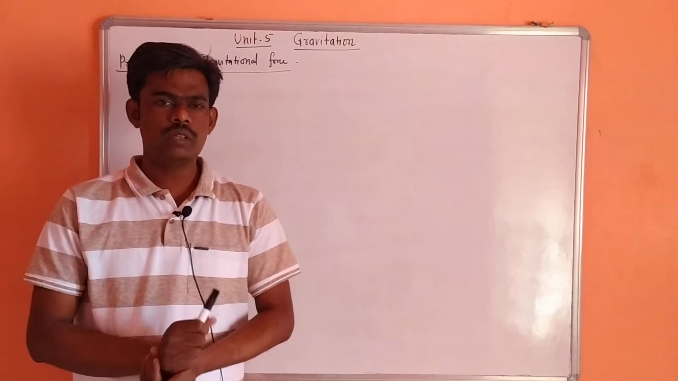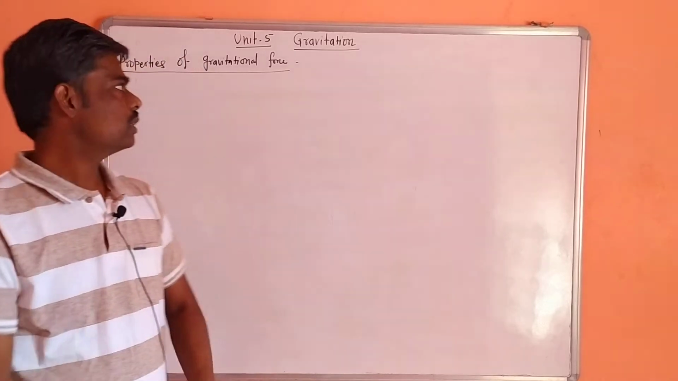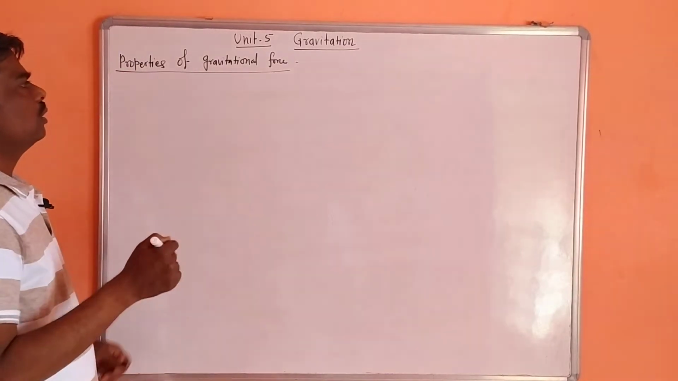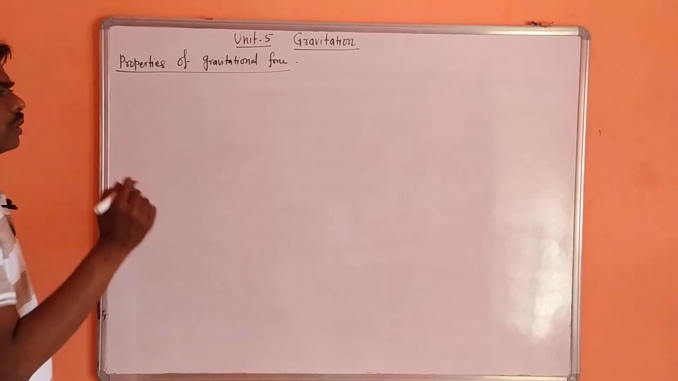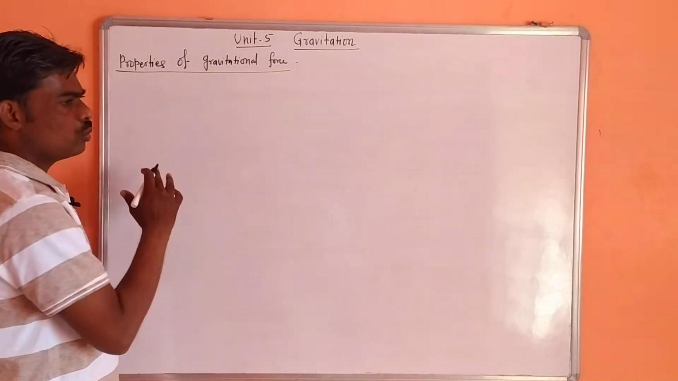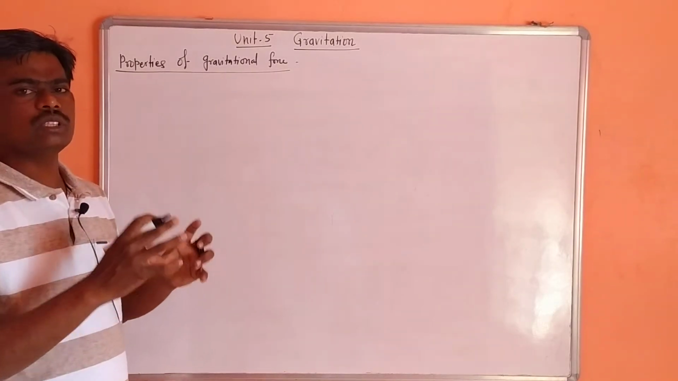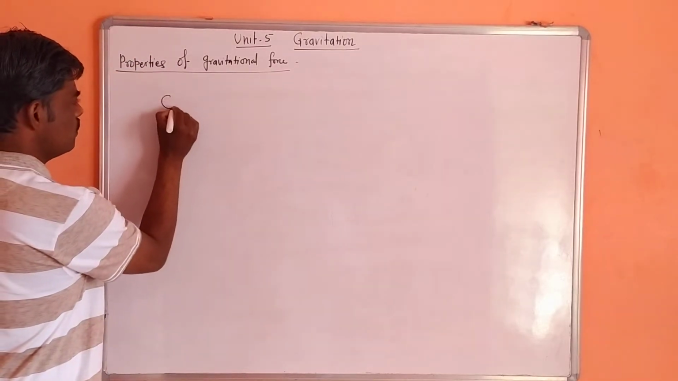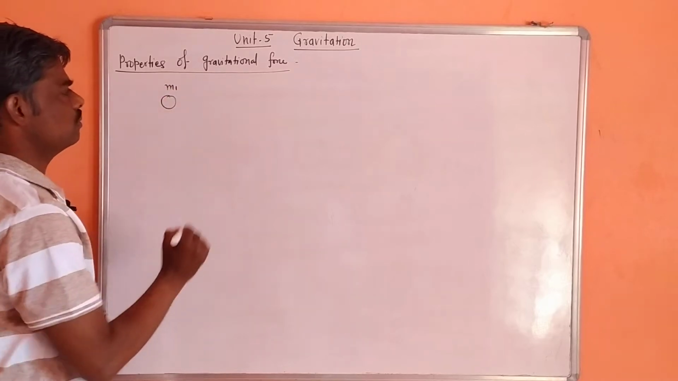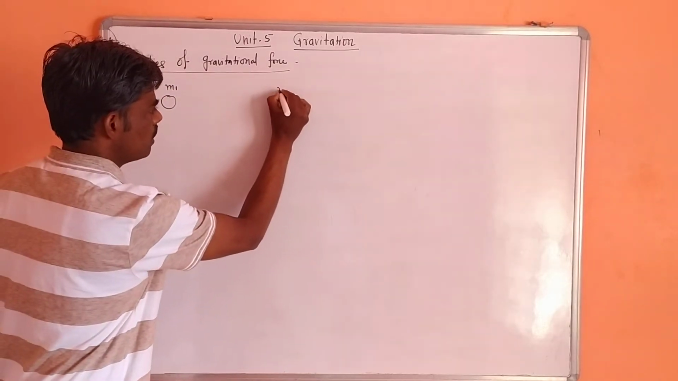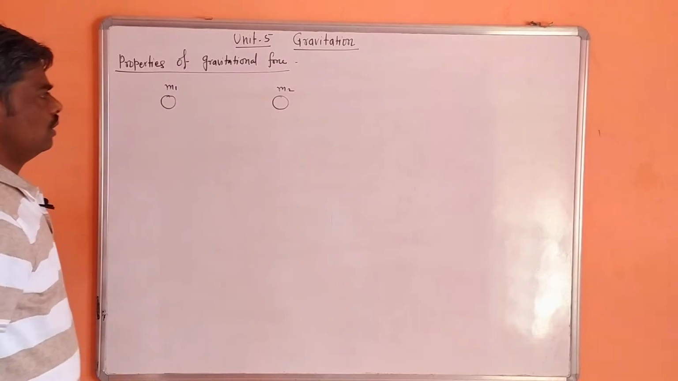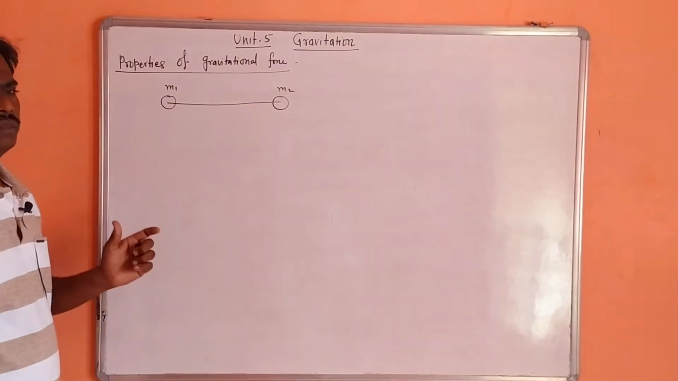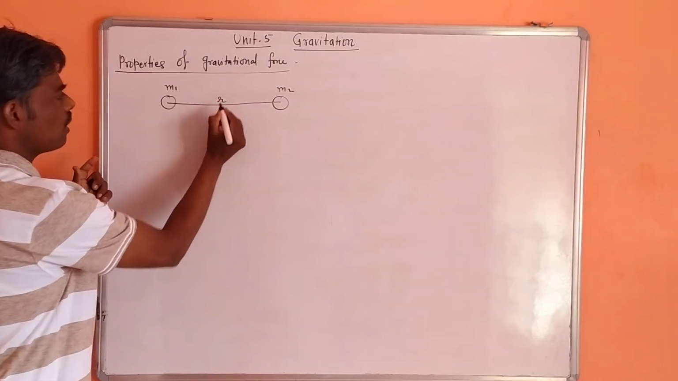Hello student, today we will discuss some important properties of gravitational force. The chapter is gravitation. So, we know that gravitational force is the force of attraction which exists between any two material bodies. Suppose this is the first body of mass m1 and this is the second body of mass m2. Suppose this is a line joining the centers of the two bodies and the distance between the two bodies is r.